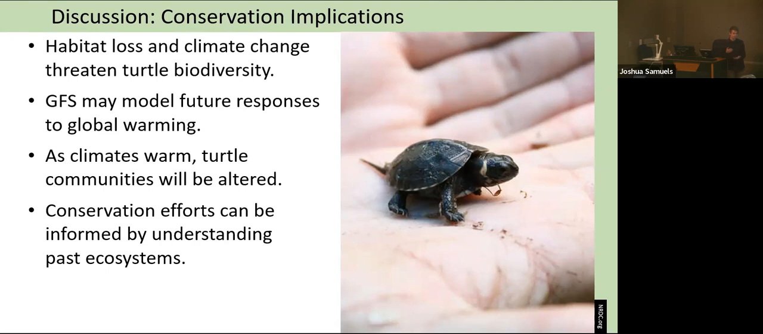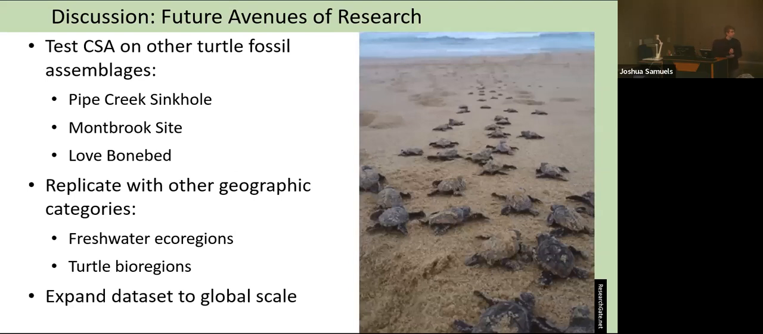We want to know where their habitat's going to live, where should they live in the future, where are they capable of living, and looking at past fossil ecosystems gives us a better perspective on that. So for future research, I'd really like to apply this to other fossil sites, especially contemporary ones with Gray, things like Pike Creek, Indiana, Mombrook and Love Bone Bed in Florida.